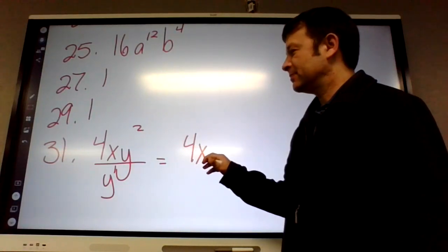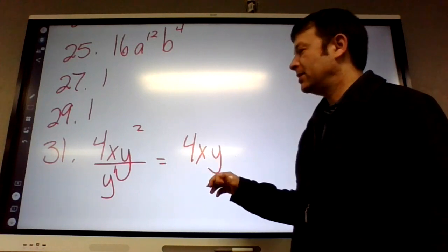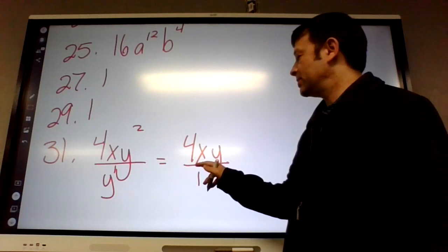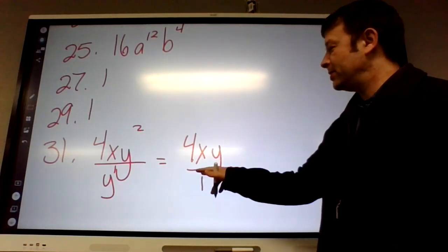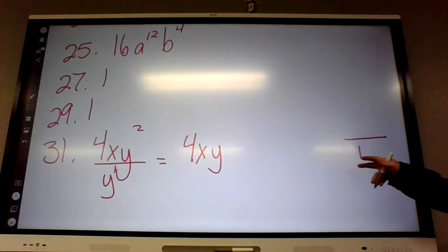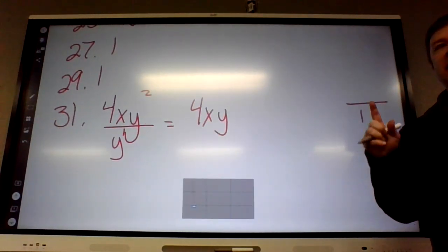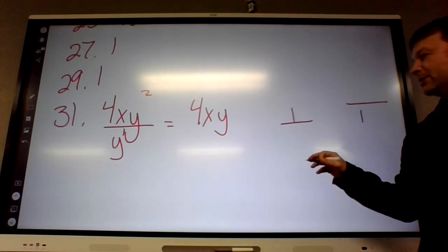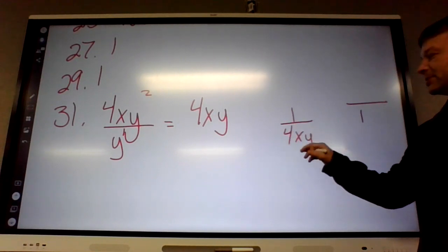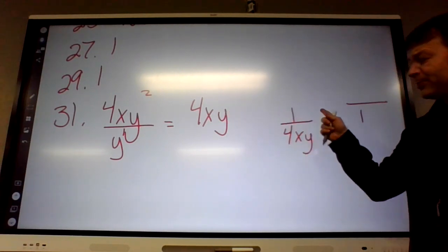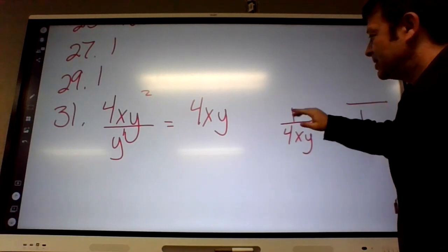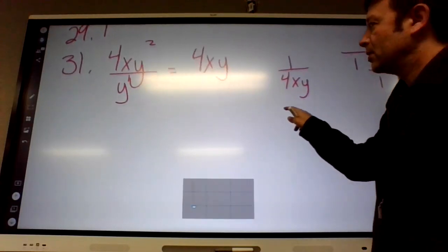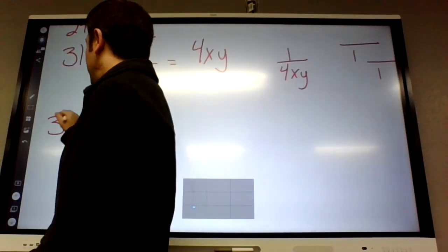4x, and then y. Okay. What's left on the bottom? Nothing, or a 1. So, it's not 0, that doesn't make any sense. But the bottom's kind of just gone. There's just a 1. If there's nothing left on the top, though, you do have to put a 1. You can't just not write it. If there's a 1 on the bottom, you don't have to write it. But if there's a 1 on the top, you have to write it, because you kind of need a placeholder up there.